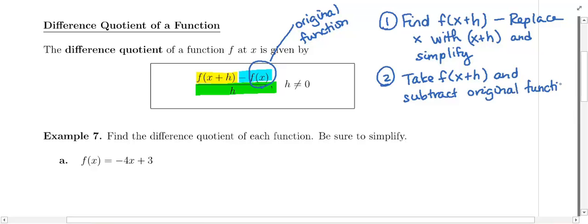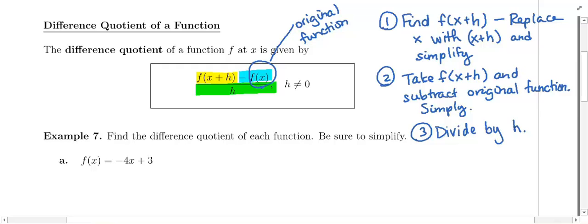And once again, you need to simplify before moving on. After all of that, that's going to give you the numerator, and then you need to divide by h. Okay, so we're going to divide by h, and then you'll be done.